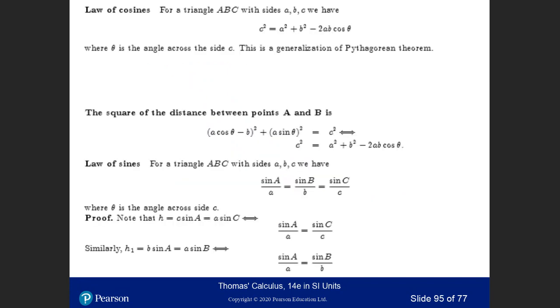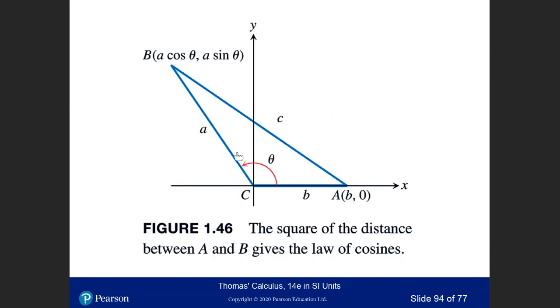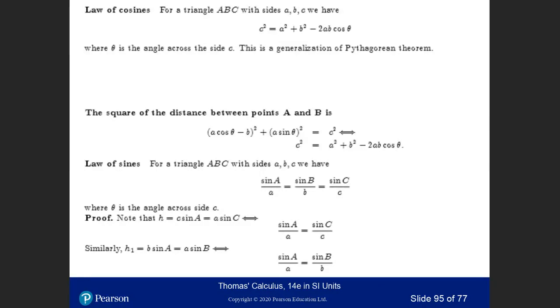Now you can write this as follows also. h is equal to a times sine C, because that's the same distance. So if you go back to the figure, a times sine C, that's the distance h again. It's also equal to c times sine A. So what you get here is c sine A is equal to a sine C. So sine A over a and sine C over c must be equal.